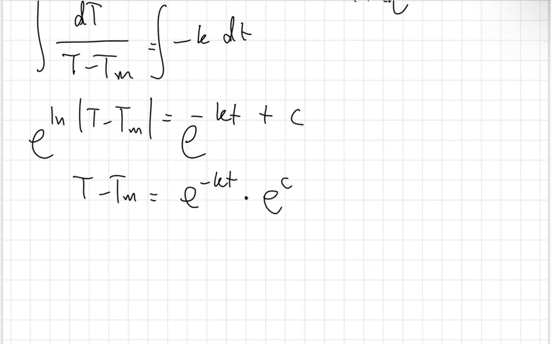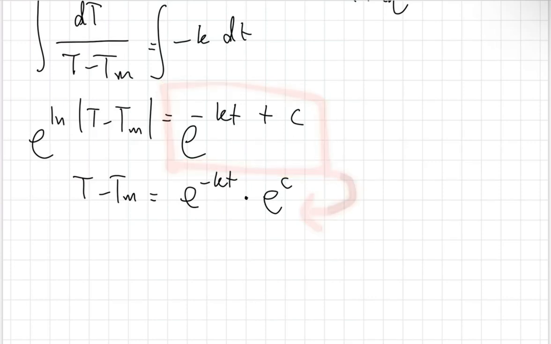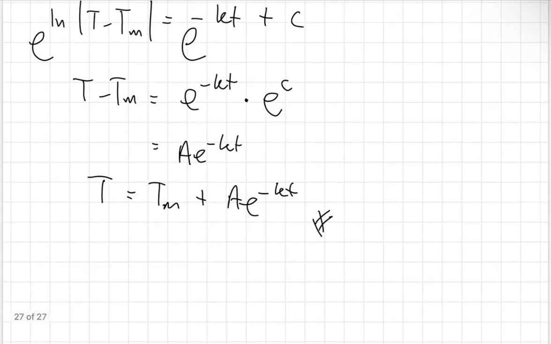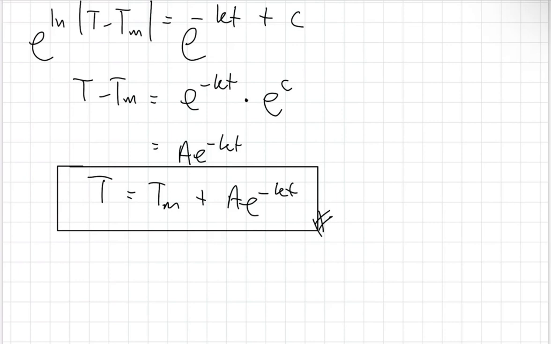This is by using the ln rule, you can convert it into this form. Exp(c) is also just a constant. Now let's rename this constant exp(c) as A. So T becomes Tm plus A exp(minus kt). So you have solved the equation. This is the equation that you use in solving Newton's law of cooling.